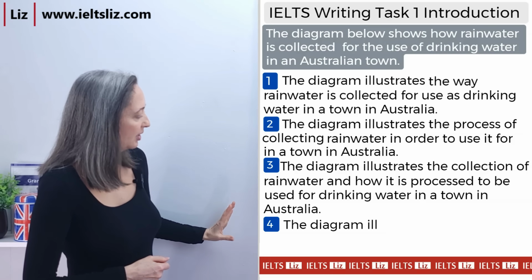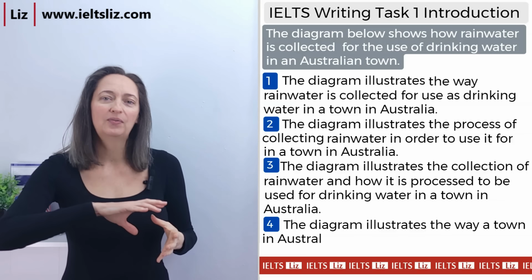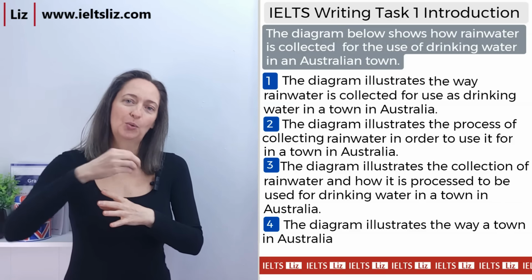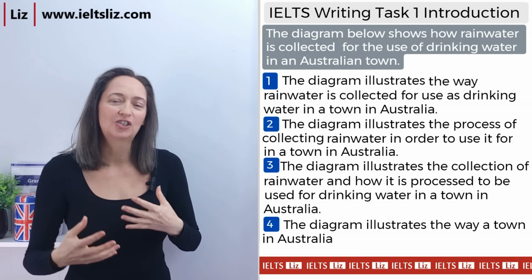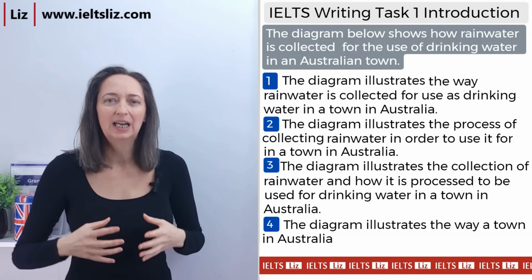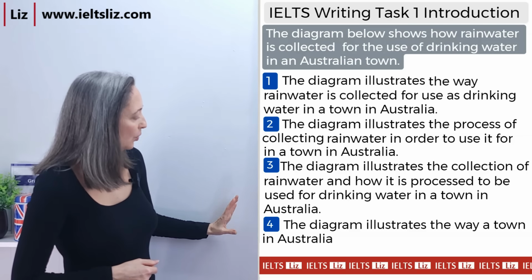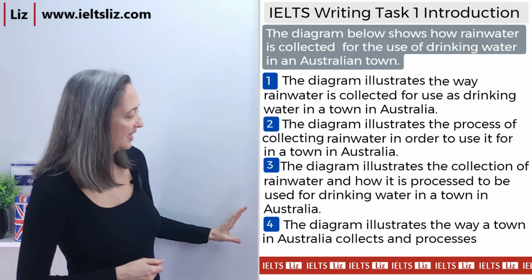The diagram illustrates the way a town in Australia collects. So now we've taken the information about a town in Australia and put it towards the beginning of the sentence. And this is the start of better paraphrasing, because you are creating your own structure that's very different. The way a town in Australia collects and processes.